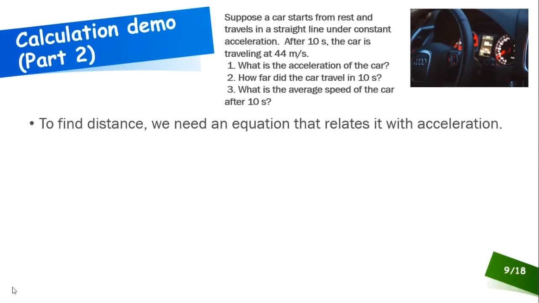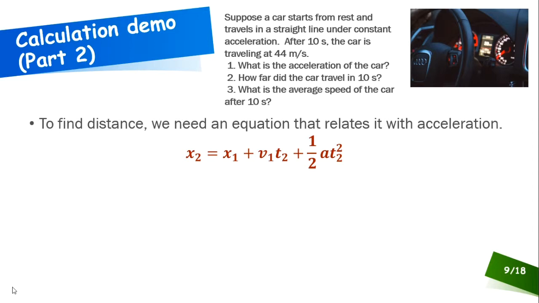Now the second question: how far did the car travel in 10 seconds? To find the distance, we need an equation that relates it with acceleration. Here's a good equation for us to use: x2 equals x1 plus v1 t2 plus 1/2 a t2 squared. So again, remember the subscripts. 1 means you're looking at that variable at position 1. 2 means you're looking at that variable at position 2.